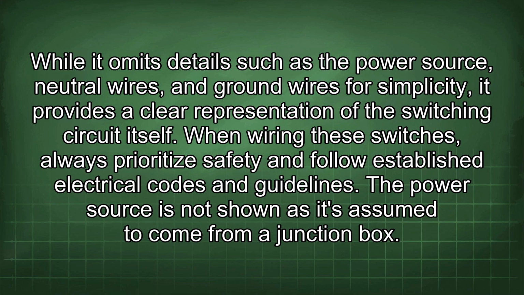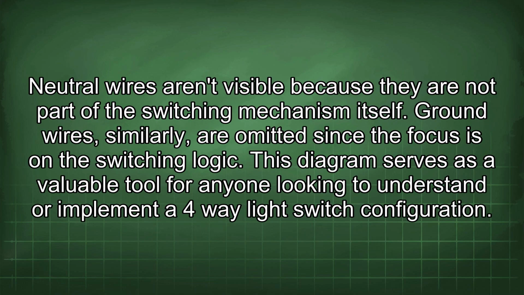The power source is not shown as it's assumed to come from a junction box. Neutral wires aren't visible because they are not part of the switching mechanism itself. Ground wires, similarly, are omitted since the focus is on the switching logic. This diagram serves as a valuable tool for anyone looking to understand or implement a four-way light switch configuration.